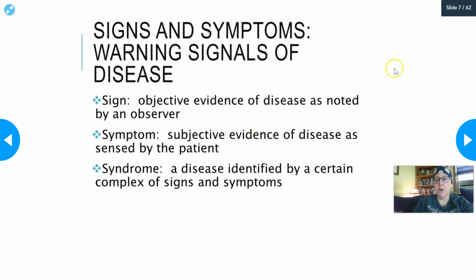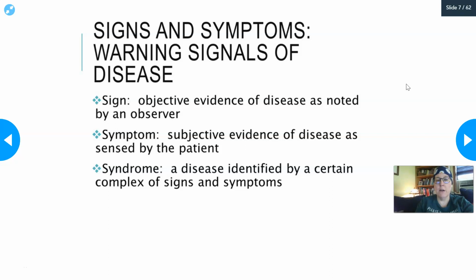All right, so let's talk about now signs and symptoms of disease. Those signs and symptoms are warning signals of disease. They're usually an indication that something is amiss in your body. It doesn't specifically have to be an infectious disease, but infectious diseases certainly do have signs and symptoms. So it is important for you to make a distinction between sign and symptom.